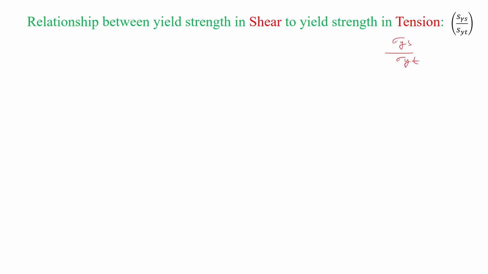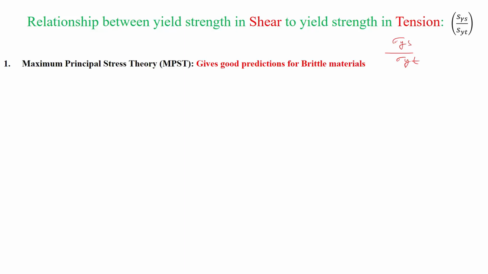In the last lecture, we discussed the theories of failure. First was the maximum principal stress theory, MPST, that gives good prediction for brittle materials. Because brittle materials are weak in tensile or compressive normal stresses in comparison to shear stress, this theory gives good results for the prediction of failure of brittle materials. So this is used for brittle materials.